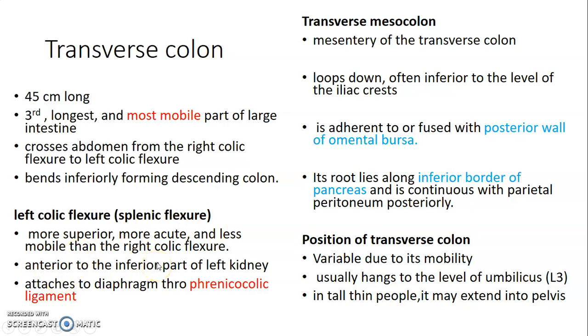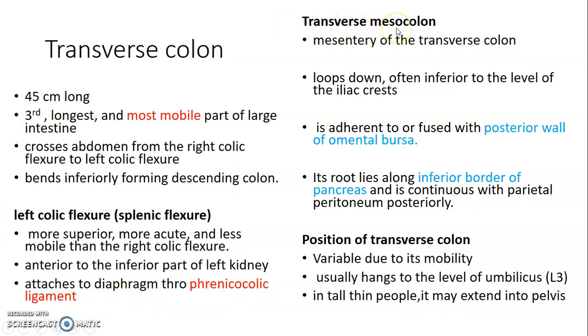So those are the differences between right and left colic flexure. The left colic flexure is more superior, more acute, and less mobile than the right colic flexure. It's also anterior to the inferior part of the left kidney and attaches to the diaphragm through the phrenicocolic ligament.